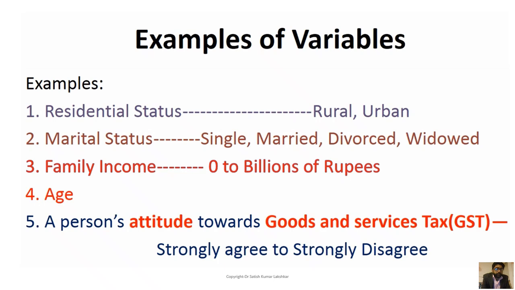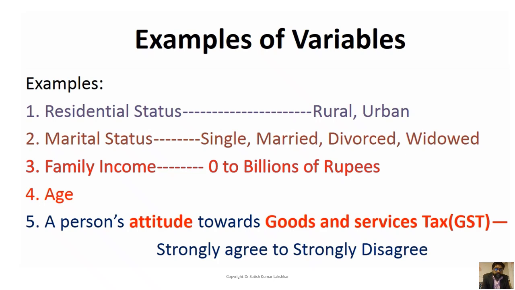Now let's talk about one more example: a person's attitude towards the goods and services tax. It is a statement and it is an item. We want to study the feedback of the person. The person may reply in different ways, and the reply may not be specific. In this case, the person may say strongly agree, or strongly disagree also. It reflects the positive attitude or negative attitude, or the opinion of the person about the acceptability of the goods and services tax, GST.